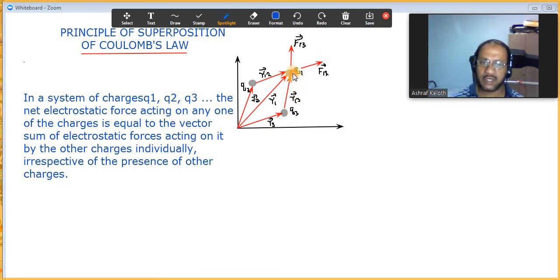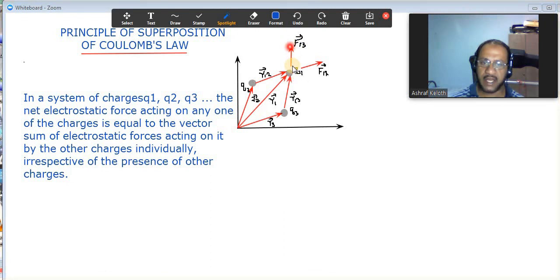The force exerted on Q1 by Q2 will be in this direction, which we can write as F12. So F12 is the force acting on the first charge, Q1, by the charge Q2, and this will be repelling because both of them are positive charges, so it will be repelling in this direction. And the force exerted on Q1 by Q3 is this one, F13.